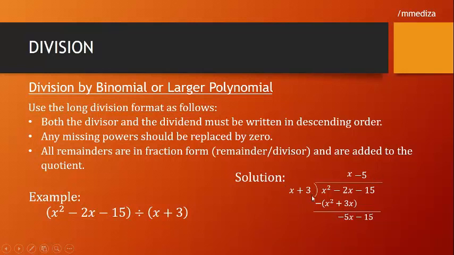So multiplying that one, that is equivalent to negative 5x minus 15. Subtracting this, that will result to 0. So x squared minus 2x minus 15 divided by x plus 3 is equivalent to x minus 5 using the long division method.